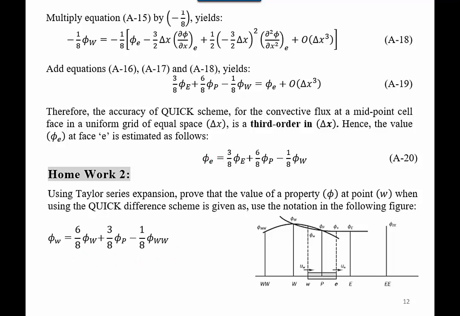if we want to calculate phi at the east interface, we will need 3 points to be known, and that is phi at E, phi at P, and phi at big W. And if we want to calculate phi at the west interface, we need phi at W, phi at P, and phi at big W. Therefore, this scheme is a higher order scheme.